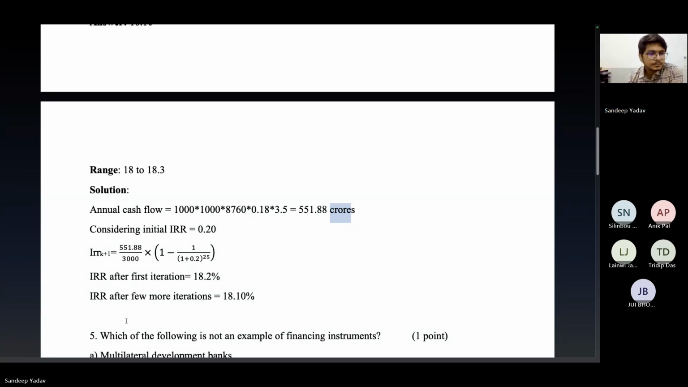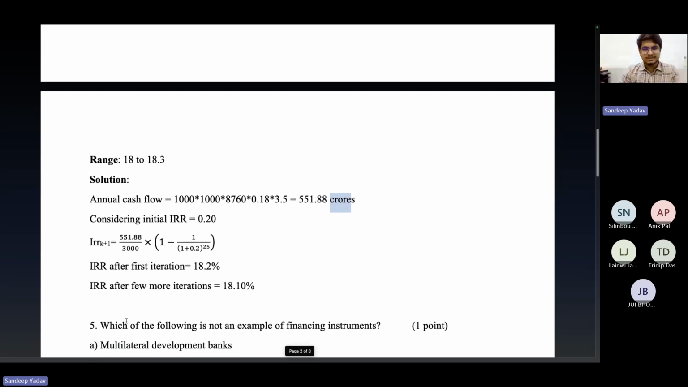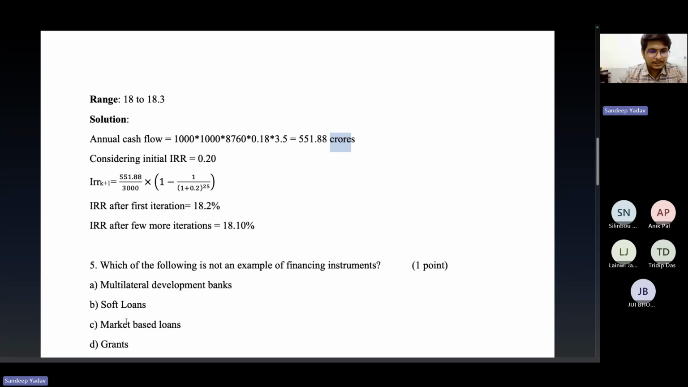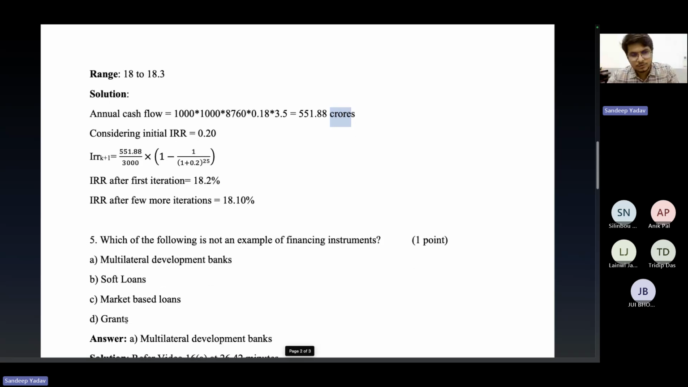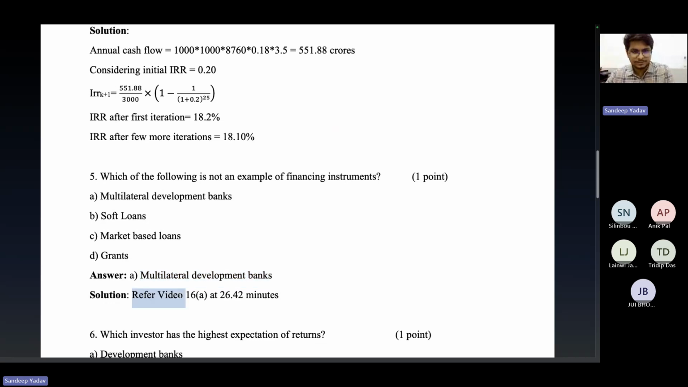Now moving ahead, which of the following is not an example of financing instrument? Multilateral development banks, soft loans, market-based loans, or grants. We have already solved this type of question. Multilateral development banks is not in financial instruments. For more details, you can visit this timestamp of the solution.